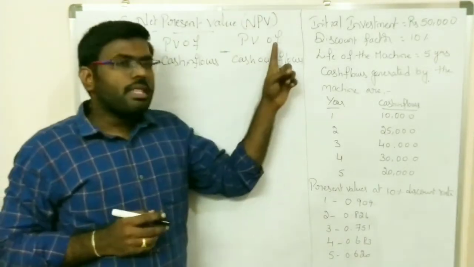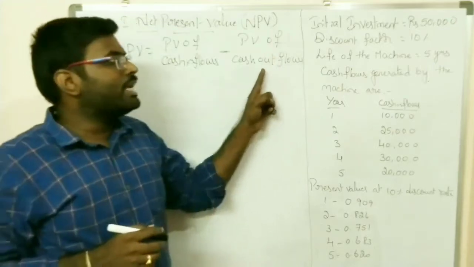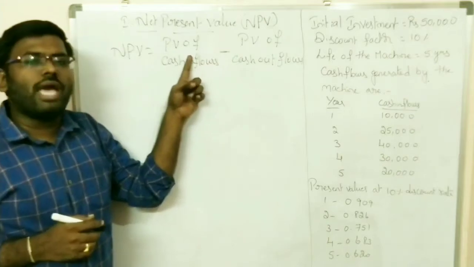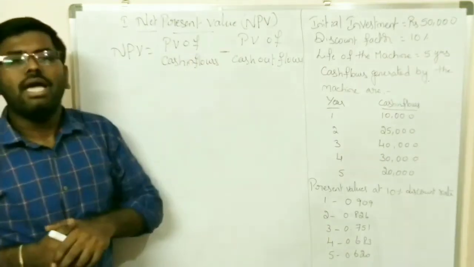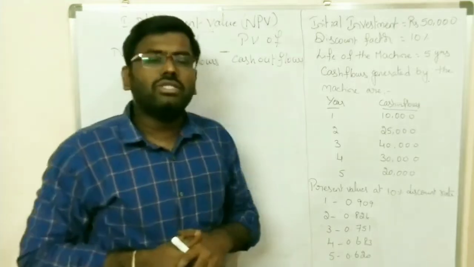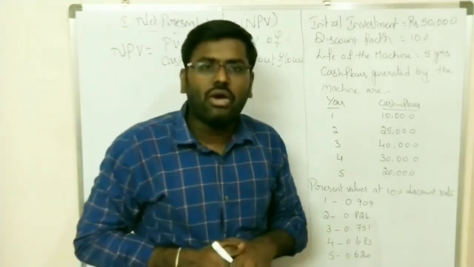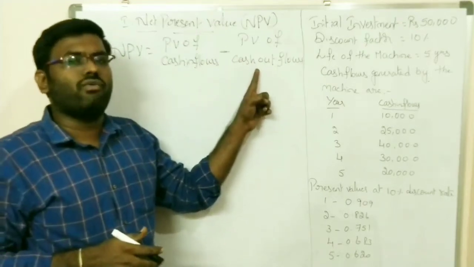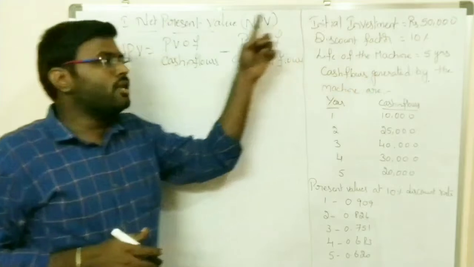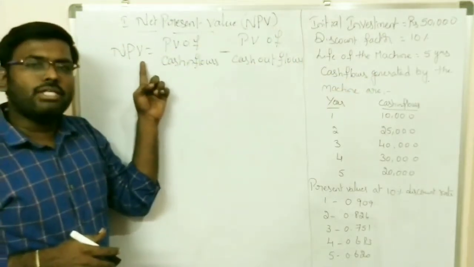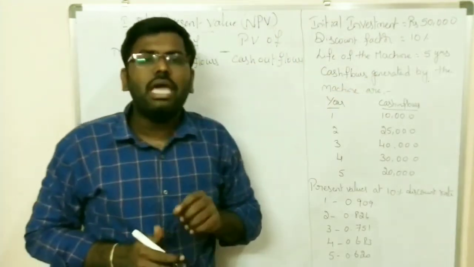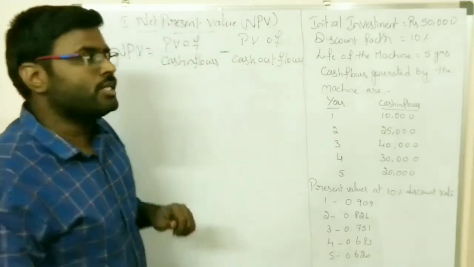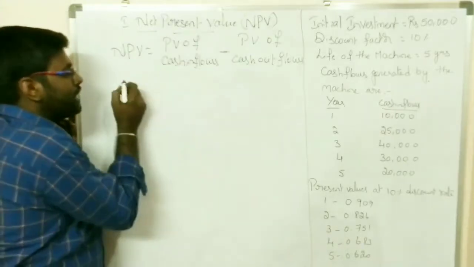Here the present value of cash outflow we will directly take as the initial investment, but the present value of cash inflows we have to calculate. So first you have to calculate the present value of cash inflows, then from that amount if you deduct the present value of cash outflow, that is the initial investment, you will get the value of NPV. Based on the value you get for NPV, we will decide whether the machine should be accepted or rejected. So let us calculate the present value of cash inflows.